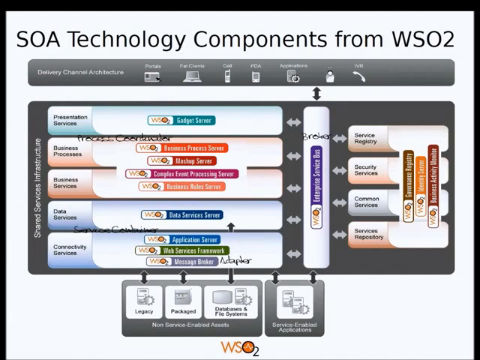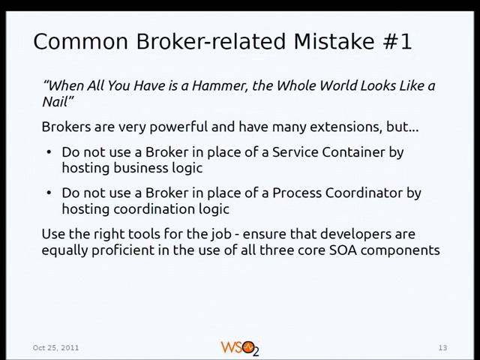Okay, there are two common mistakes that are made at the technology layer, and both of them relate to the broker. The first mistake is that when all you have is a hammer, the whole world looks like a nail. And this is commonly referred to as ESB-itis, like conjunctivitis or tonsillitis. ESB-itis is a medical condition where the patient believes that an ESB is the solution no matter what the problem.